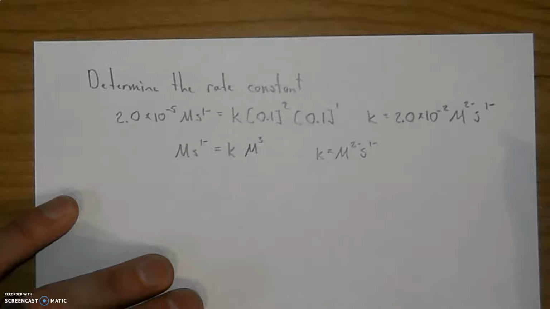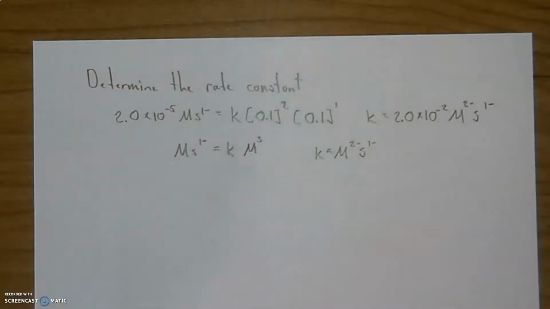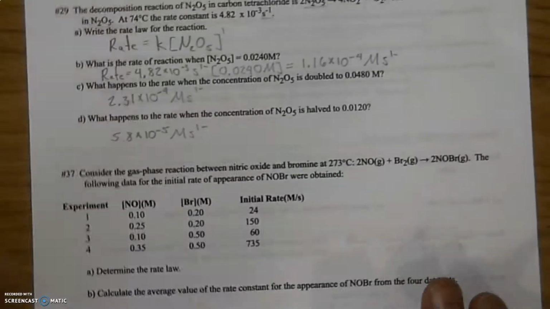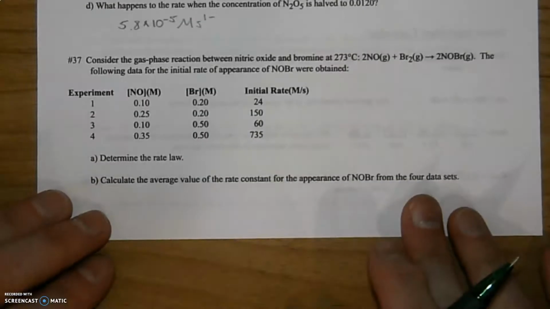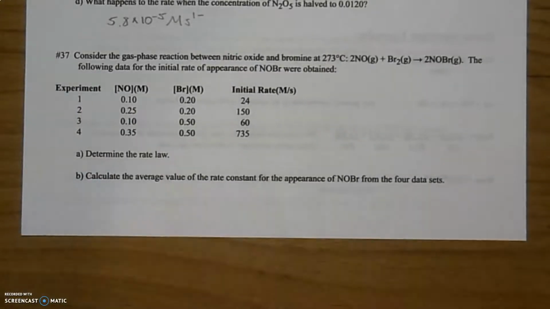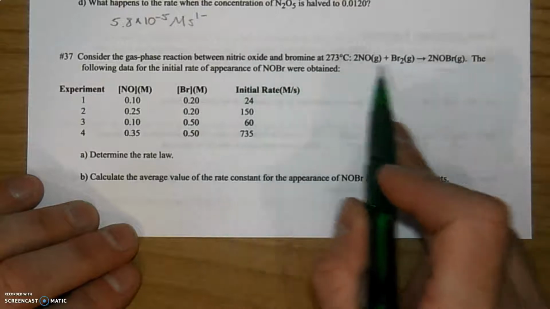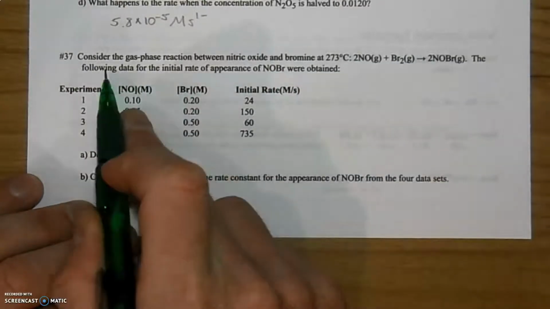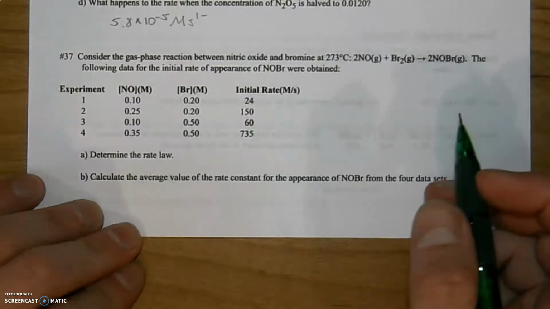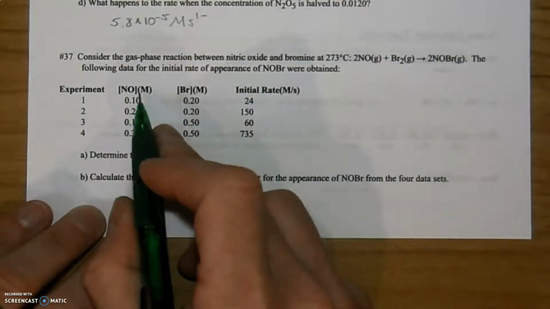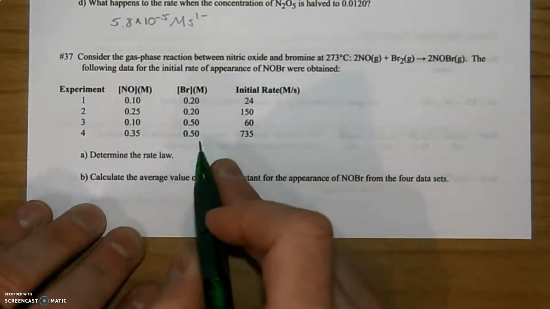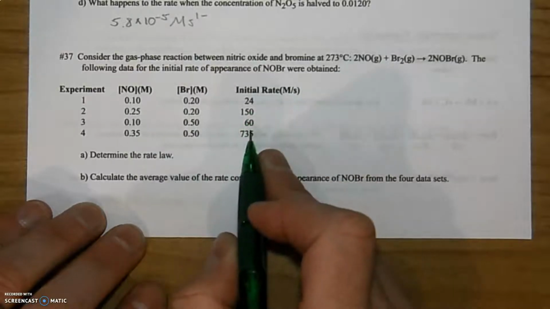Okay, let's do a problem in your homework. And it looks like we're on, excuse me, 37. If we take a look at this one, consider the gas phase reaction between nitric oxide and bromine. Here it is, there's the reaction. And we have the following data. This is very, very similar to the problem we just did. So I have concentrations for these guys, and I have rates for all of them.